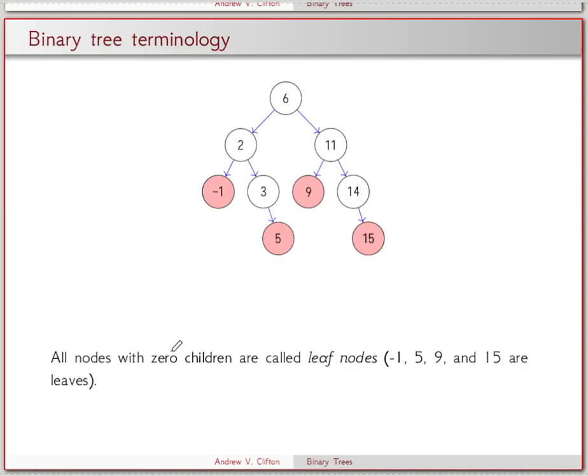Any nodes that have 0 children are called the leaf nodes. Those are the nodes along the bottom level of the tree, the leaves of the tree. A node with no children underneath it is a leaf node, right? And note that not all the leaves are at the bottommost level.